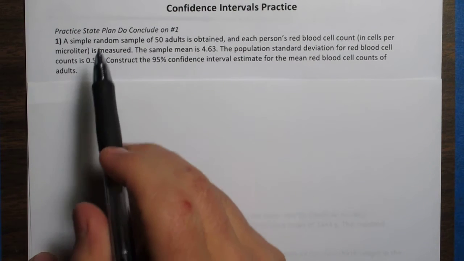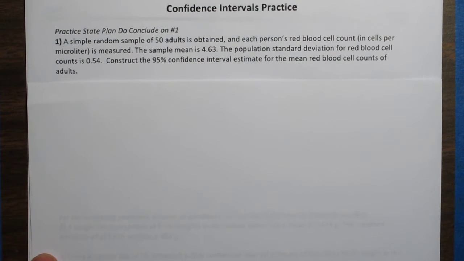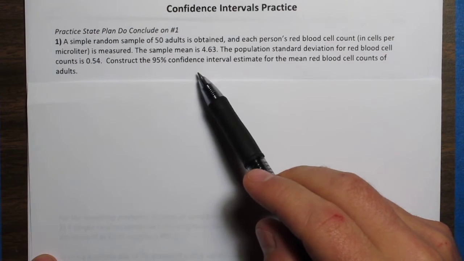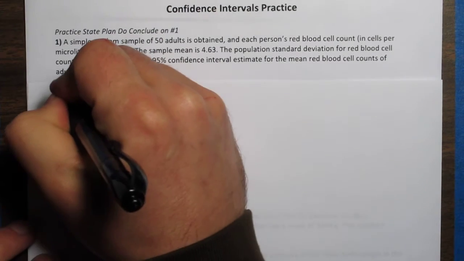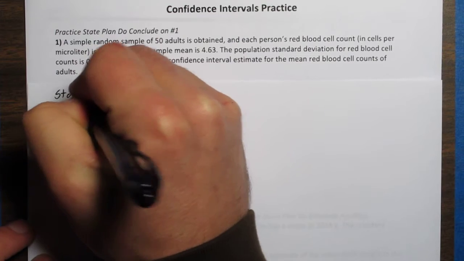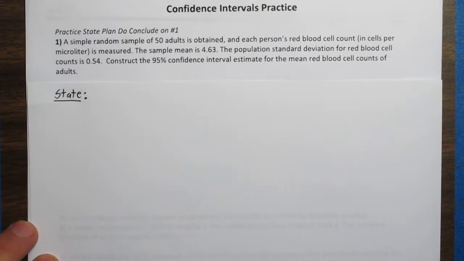On this first problem, we're going to do the state, plan, do, conclude procedure to construct a 95% confidence interval. So the state step, we want to state what we're trying to do in this problem.